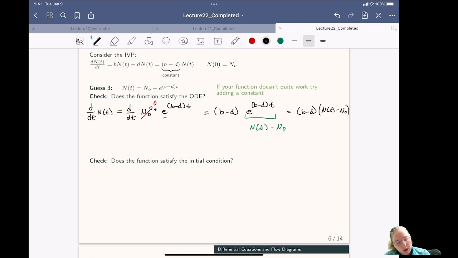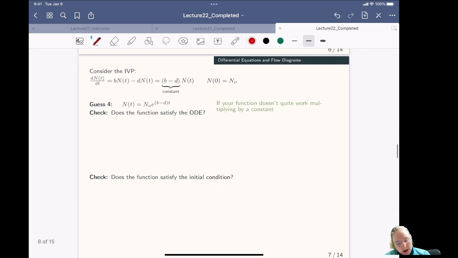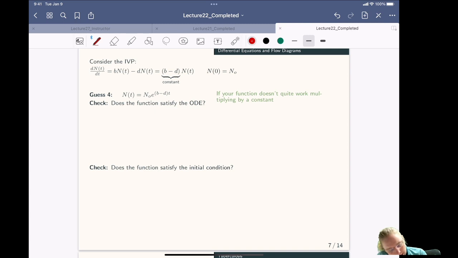Now, this does not satisfy our differential equation up here, so we no longer satisfy the differential equation. So that is a bad guess. All right, so we don't even need to check if it satisfies the initial condition because it didn't satisfy our differential equation. All right, so let's try the second way of doing this, which is multiplying by n0.